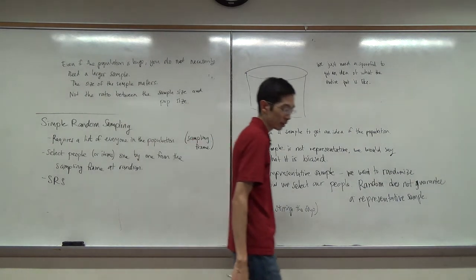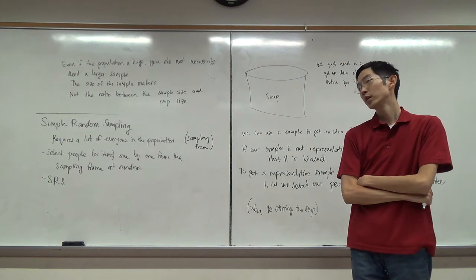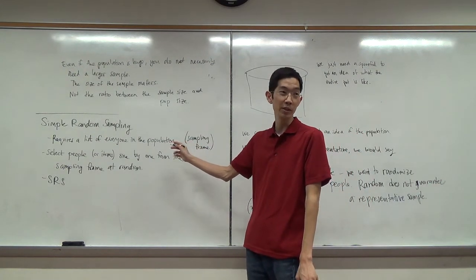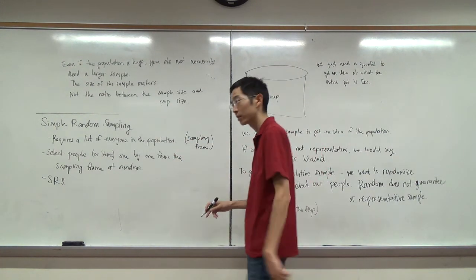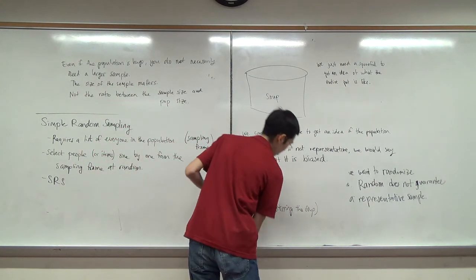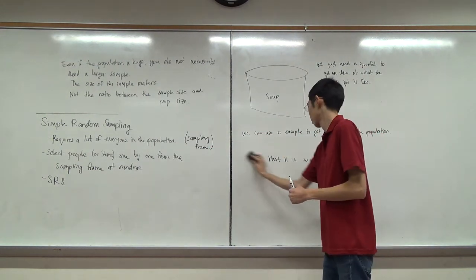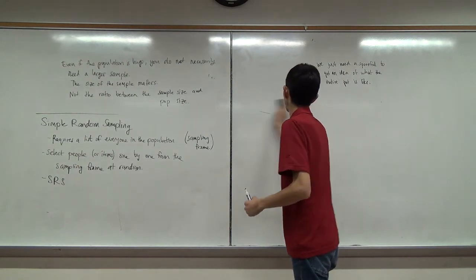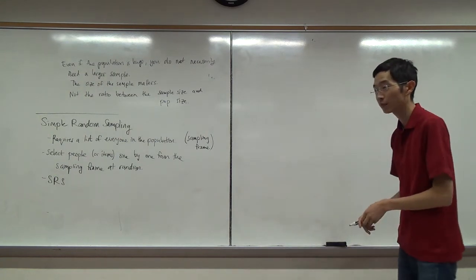Simple random sampling conceptually is simple, or the easiest. The difficult part, however, is getting a list of everyone in the population. Trying to get this sampling frame is very hard.